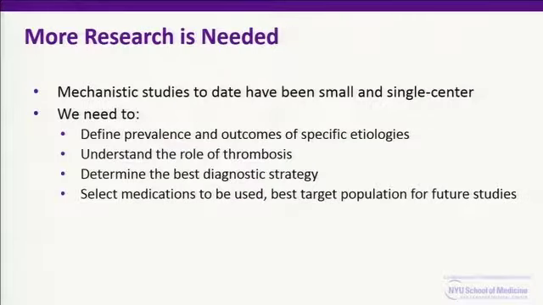But it would be nice to know more, and so we need more research on this. The mechanistic studies to date have been informative, but they're small studies and they're single center, and we're cardiologists, not rheumatologists. This is not enough data for us. We need to define the prevalence and outcomes of specific etiologies. We need to understand the role of thrombosis. We need to figure out what the best diagnostic strategy is. I think it's this, but we haven't tested it and we don't know. And we need to select the best medications to use and what the target populations are for future studies.